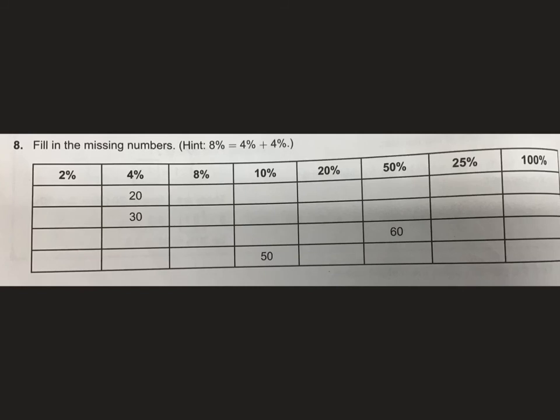For this chart, we're going to be looking across. So we're not filling up and down. We're looking at each line going across. So if we look at the 20 is 4%, we can go, okay, how do I get from 4% to 2%? Well, I could say 4% divided by 2 equals 2%. So then I'm going to take this number 20 and divide it by 2, which gives me 10. So that is the amount that 2% equals.